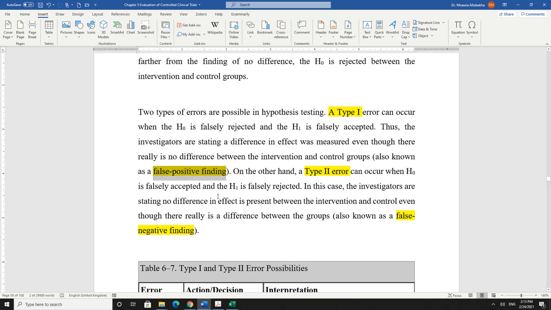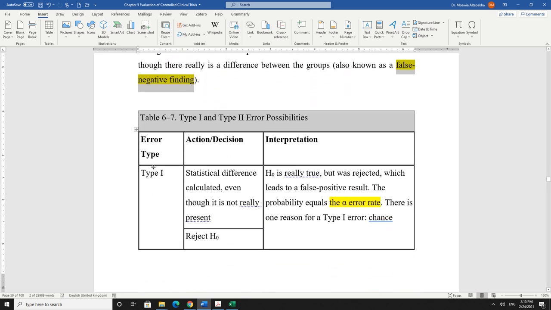Okay, if I did not find significant difference, it means I may be committing type 2 error, and type 2 error is called false negative finding. It means I did not find a difference between the two groups when in reality there is a difference between the two groups. Is this clear? Okay, let's look at these two types of error.